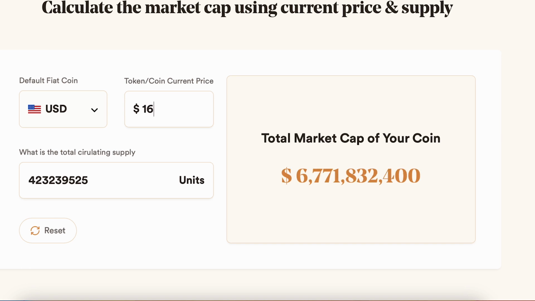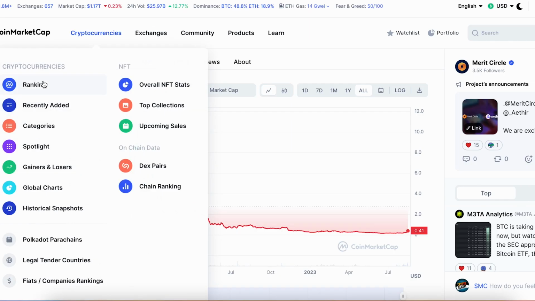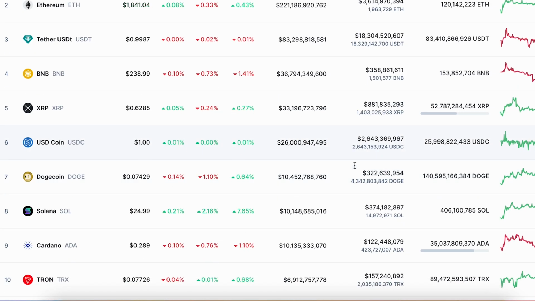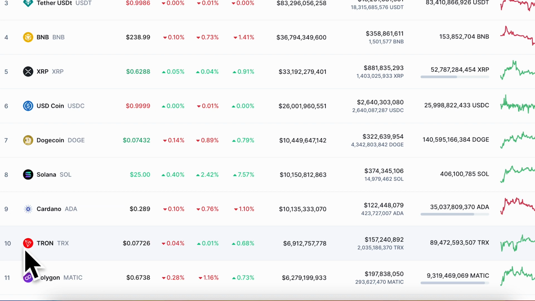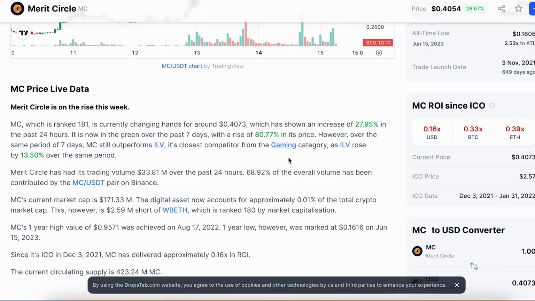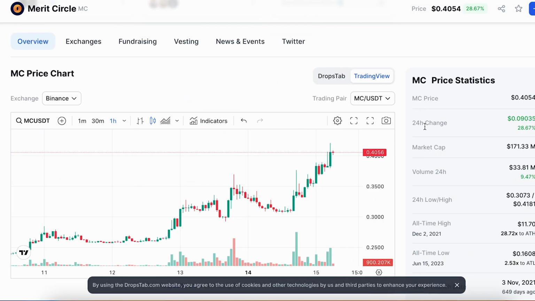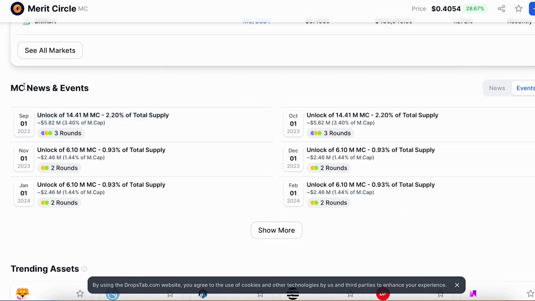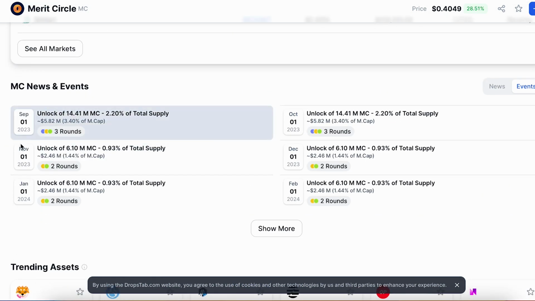With $16, this coin has to reach around a 6.7 billion market cap. So look, we go to the ranking, 6 billion, it has to be in the top 10. It's over Polygon now. So do you believe that MC reaches this target? I don't think so. Also, pay attention to these events, the upcoming unlocks.